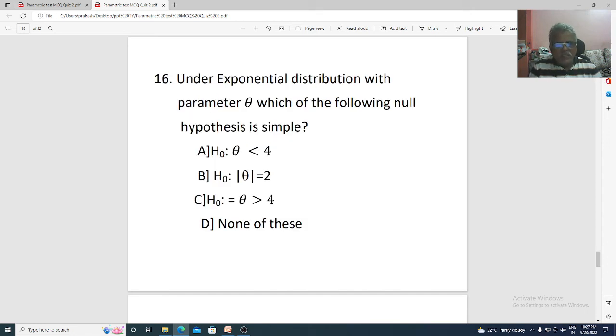Question number 16. Under exponential distribution with parameter theta, which of the following null hypotheses is simple? Option A, H0 theta less than 4. B, H0 theta equal to 2. C, H0 theta greater than 4. And D, none of the above. The correct option is D, none of the above.